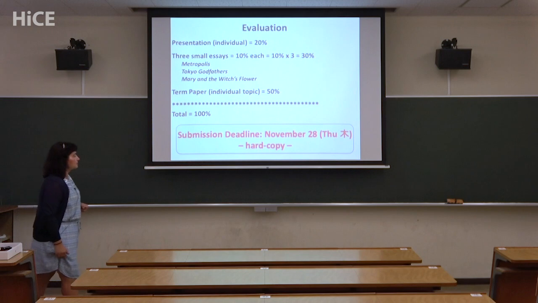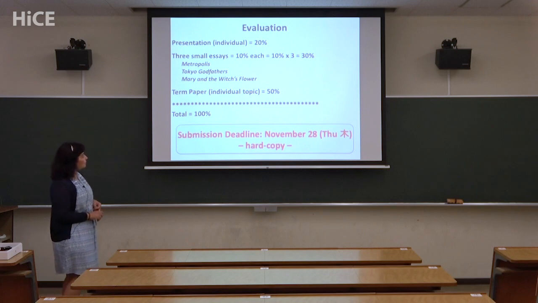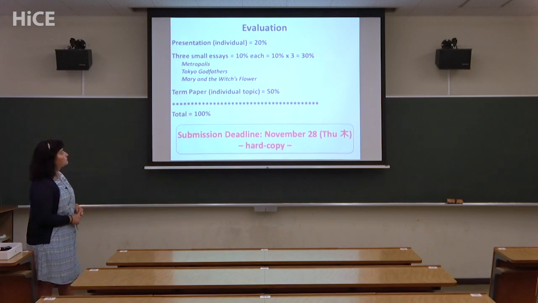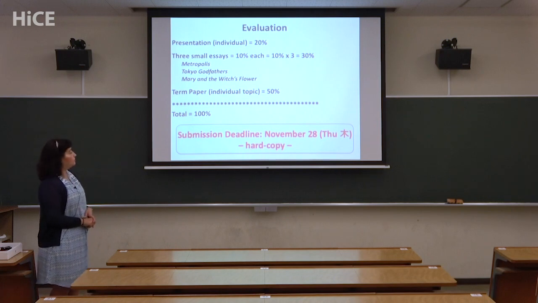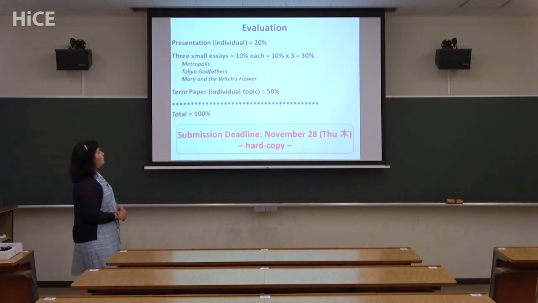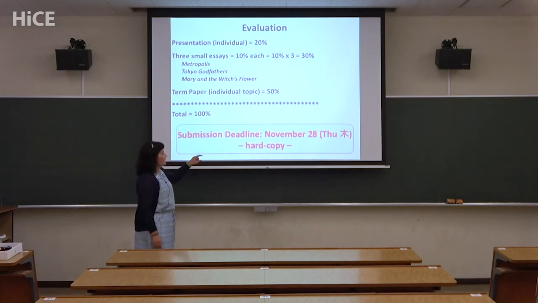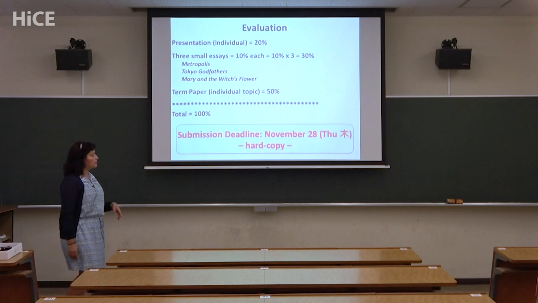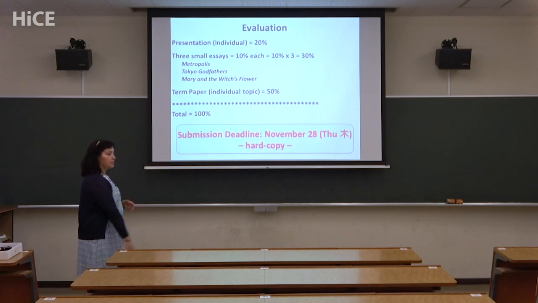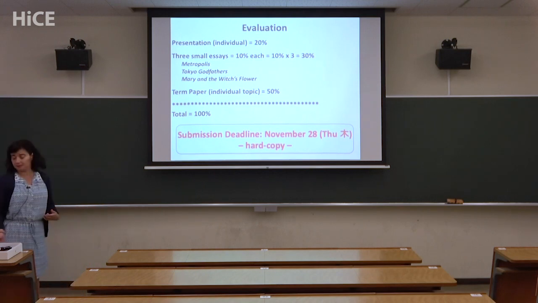So the evaluation of this class, the requirements for this class, are as follows. An individual presentation, which is 20%; three small essays, each worth 10%, and you're going to write on Metropolis, Tokyo Godfathers, and Mary and the Witch's Flower; and a term paper on an individual topic, 50%. The deadline is the last class of this course, and you have to submit them as hard copies, not digital copies, because I have to keep them as hard copies for 5 years in my office as proof that you have submitted them.